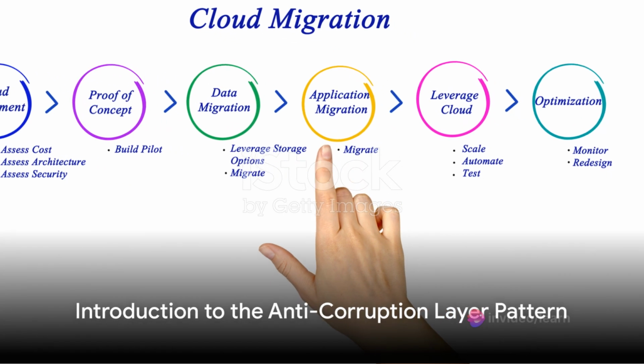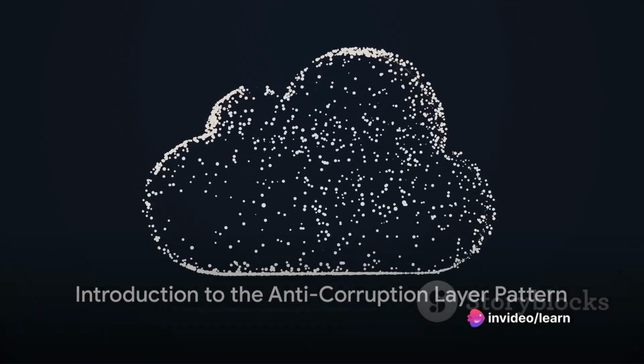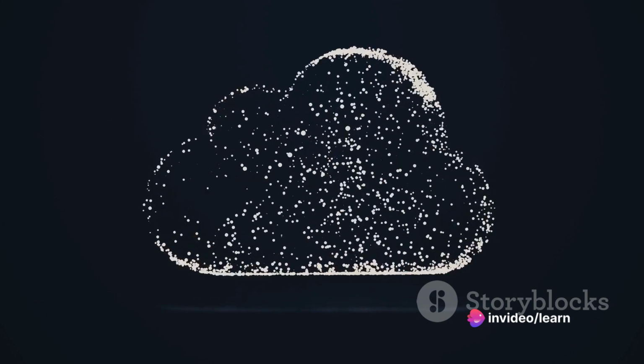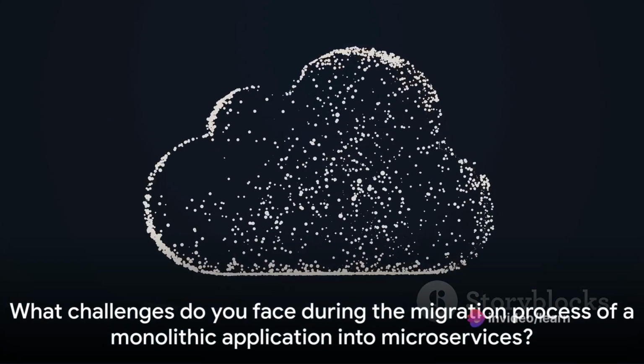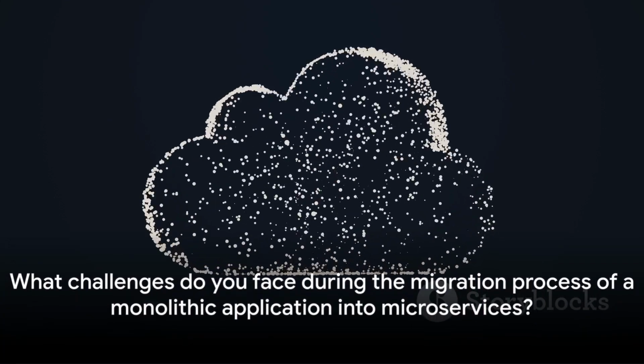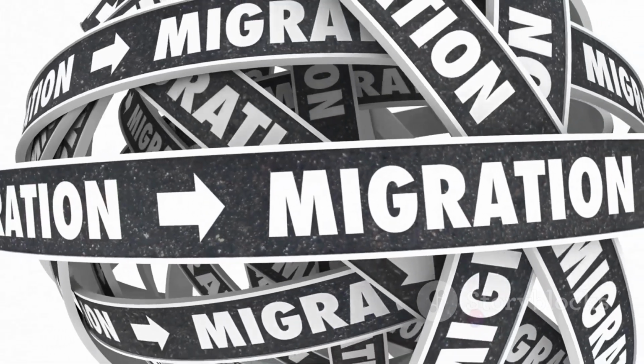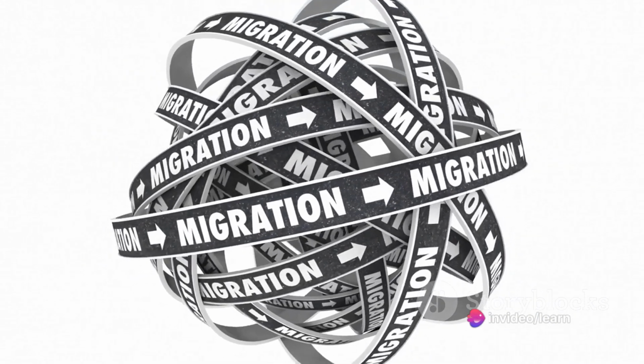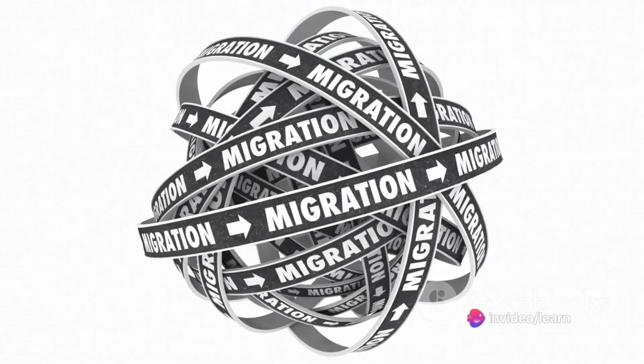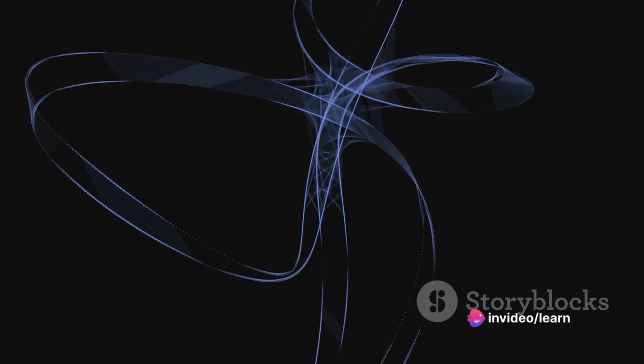What challenges do you face during the migration process of a monolithic application into microservices? This is a question that many developers grapple with. One of the primary hurdles is the transition of domain model semantics from the monolithic system to the newly migrated microservices. This is where the anti-corruption layer, ACL pattern, comes into play.